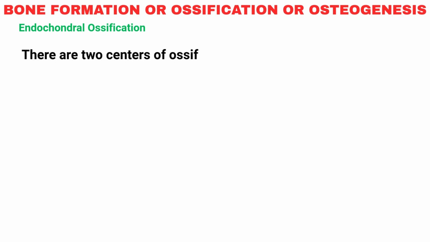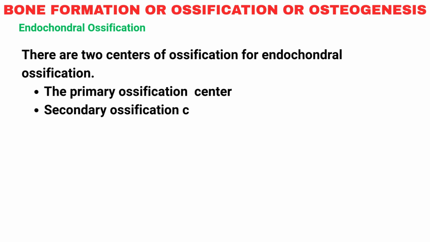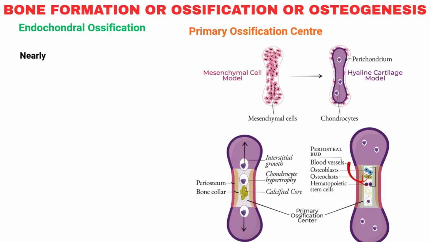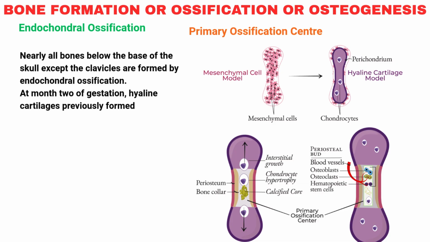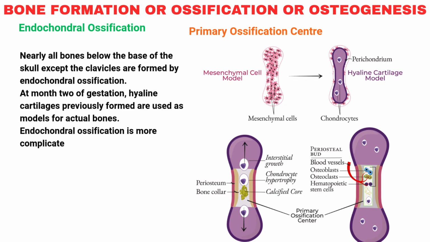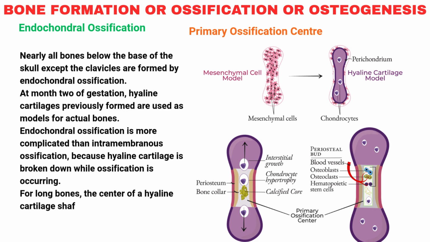There are two centers of ossification for endochondral ossification. They are the primary ossification center and the secondary ossification center. Now we will see the primary ossification center. Nearly all bones below the base of the skull except the clavicles are formed by endochondral ossification. At month 2 of gestation, hyaline cartilage previously formed is used as models for actual bones. Endochondral ossification is more complicated than intramembranous ossification because hyaline cartilage is broken down while ossification is occurring. For long bones, the center of a hyaline cartilage shaft is where ossification begins.